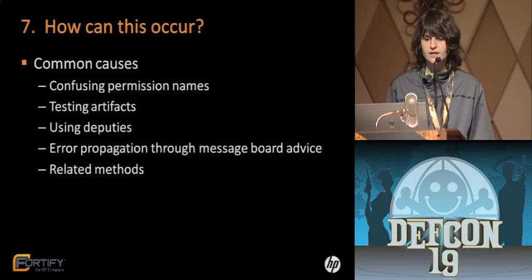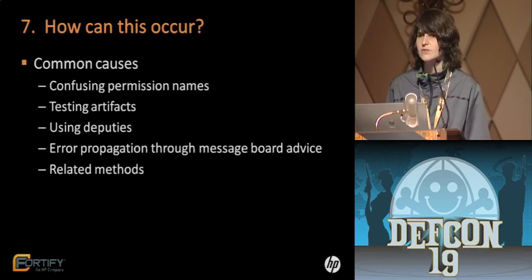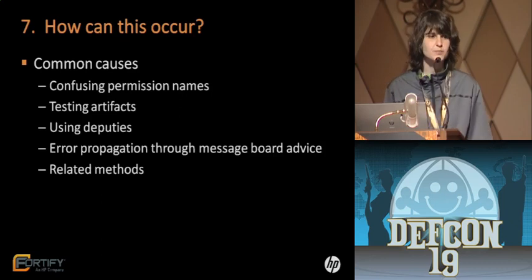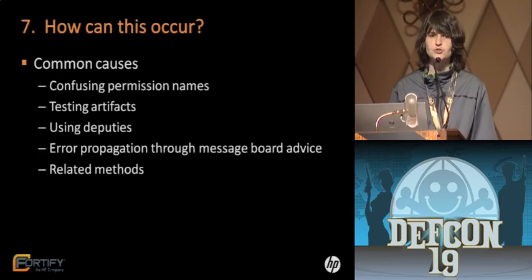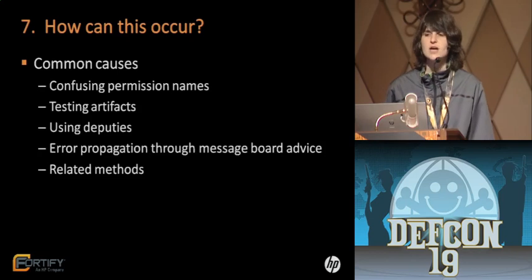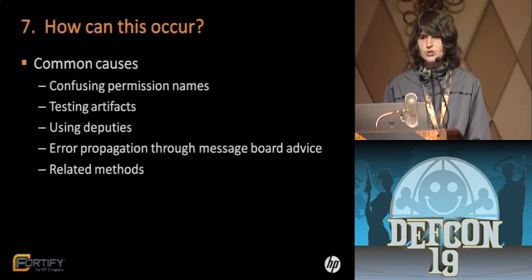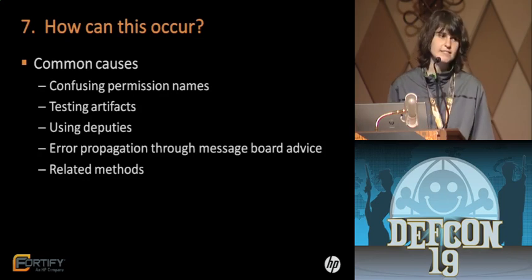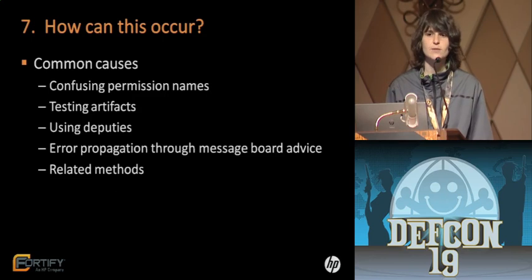One of them is confusing permission names, and I'll show an example in a second. Another is testing artifacts. There are a number of permissions that are used for testing, such as mock type permissions, and you're supposed to remove them after you're done testing, and if you do not remove them, then you end up with an overprivileged application. There's also confusion between accessing a protected API versus invoking an application that accesses a protected API. And again, I'll have an example in a second.